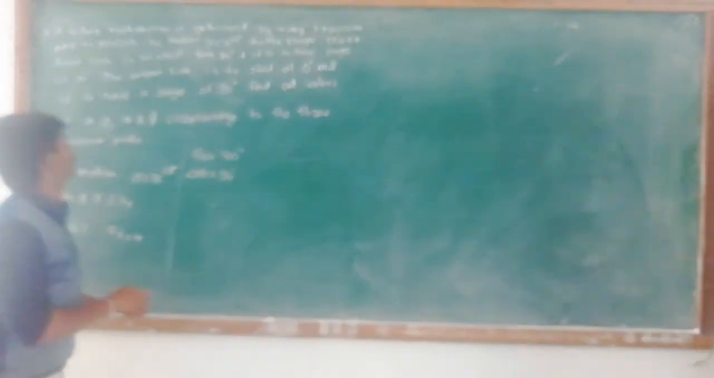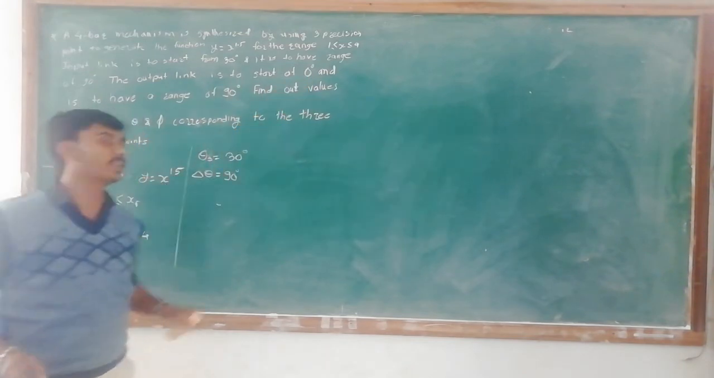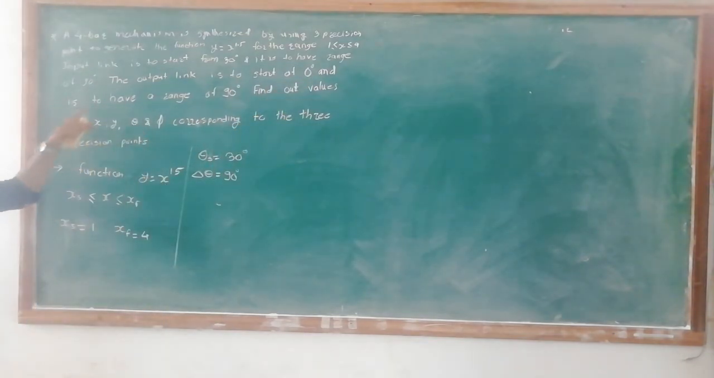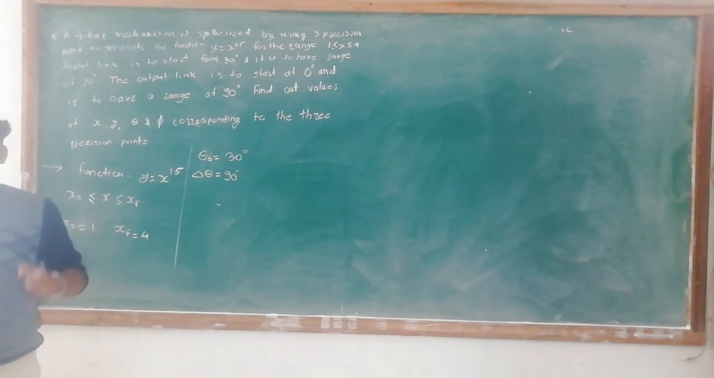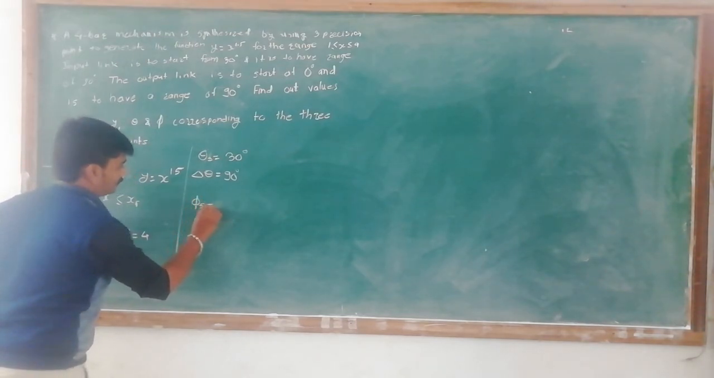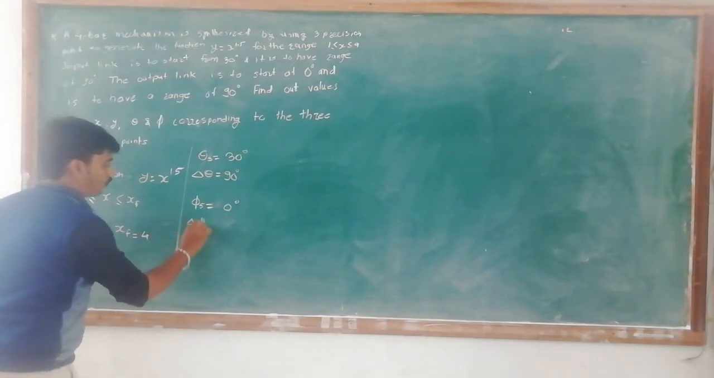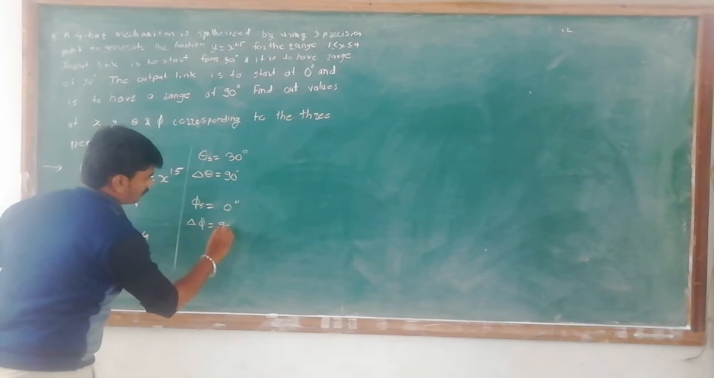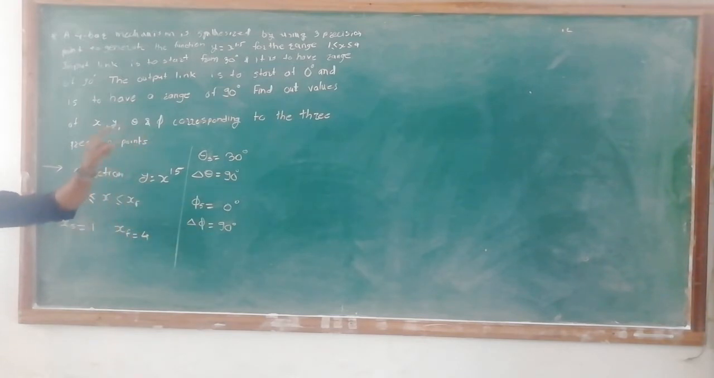Next, the output link is to start at 0 degree and it has a range of 90 degree. The angle made by the output link with the x-axis is denoted by phi. So phi starting is 0 degree and delta phi is equal to 90 degree. The range means the difference between starting and finish.